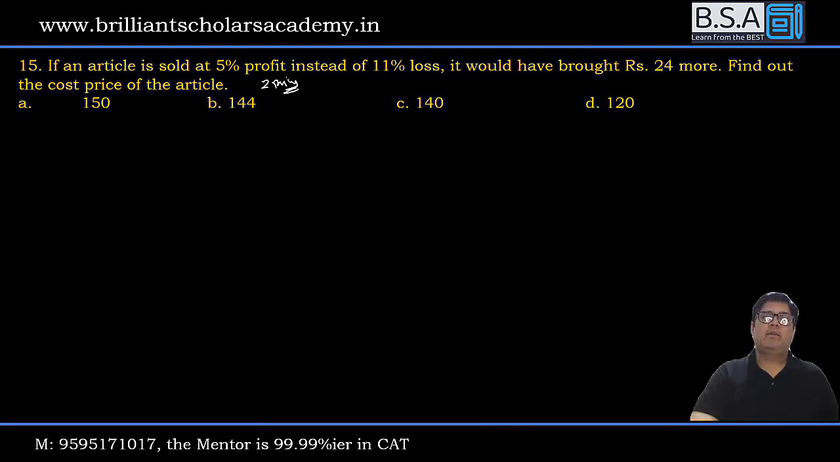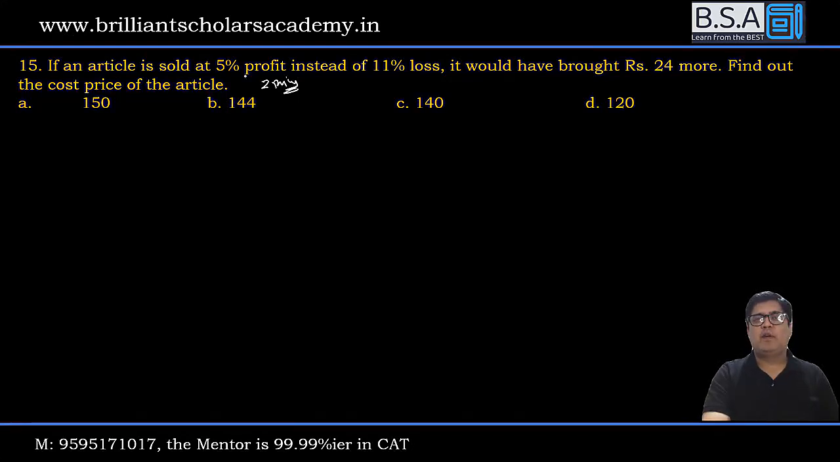If an article was sold at 5% profit instead of 11% loss, it would have brought rupees 24 more. Find out the cost price of the article. Such questions you can expect in exams like CET, maybe CMAT, nothing beyond that. There's only one concept I'm trying to convey here.